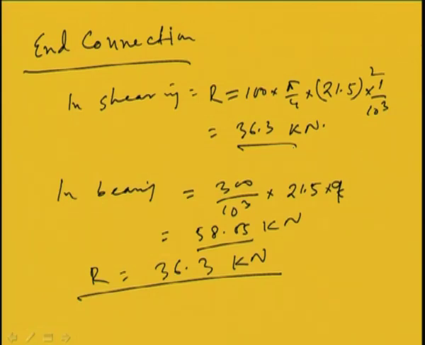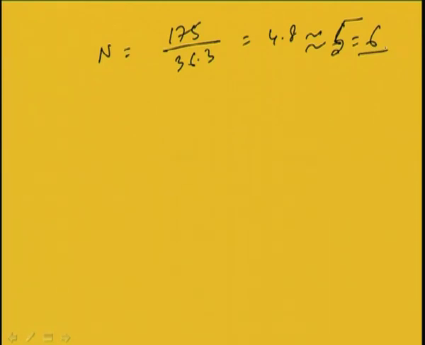Now pitch and edge distance we have provided. Pitch we have provided, say, 50 mm and edge, say, 40 mm. So number of rivets we have to find out now. Say 175 kN load has to be provided. 36.3 is the rivet value. So 4.8, say this will be basically 5. As 2 rivets in each row have to be provided, let us provide 6 rivets, with a pitch distance of 50 and edge distance of 40 mm.